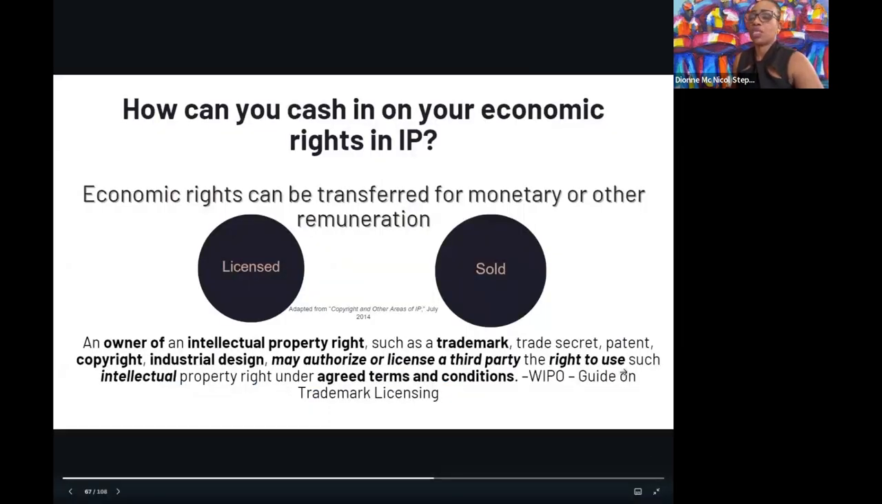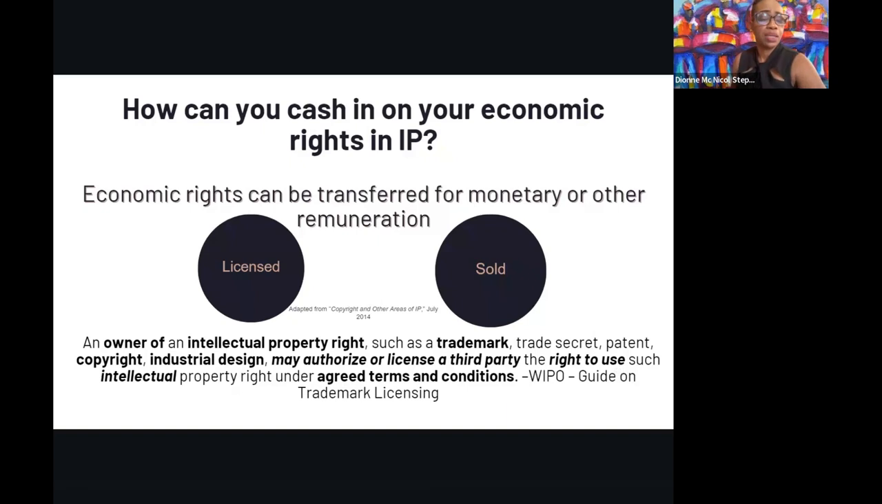And those economic rights can be transferred for monetary or other remuneration. They can be licensed or they could be sold, right? So you, the owner of intellectual property, whether it's a trademark, a trade secret, a patent, copyright, industrial design, can authorize or license a third party the right to use the intellectual property that you have under agreed terms and conditions. And this is what we're going to go through today. We're going to have a look at essential terms for agreements that you may come across in transferring or selling your intellectual property.